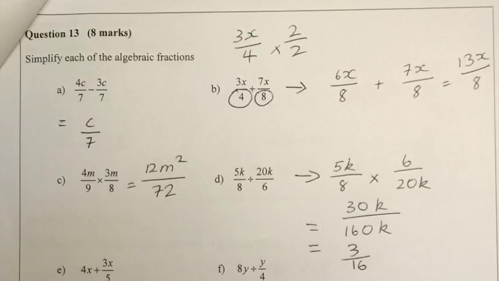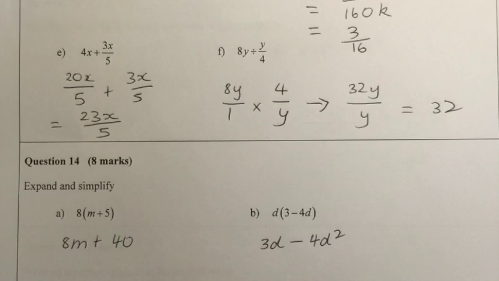D, 5k over 8 divided by 20k over 6. Now, our trick here is to remember when we're dividing fractions, what we need to do is invert it and make it become multiplication. So again, one of our little shortcuts. Okay, so it is 5k times 6, so that equals 30k, and then we've got over 8 times 20k, so we've got 30k over 160k, which we can simplify down. Okay, we can cancel out the k's, and then we can also divide both by 10, so we can get it down to 3 over 16.